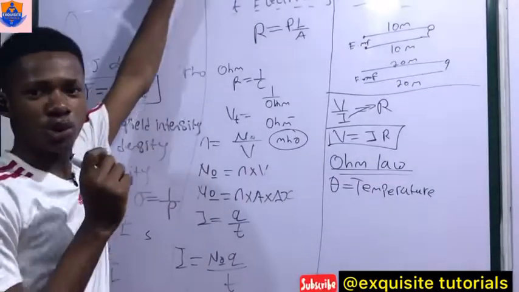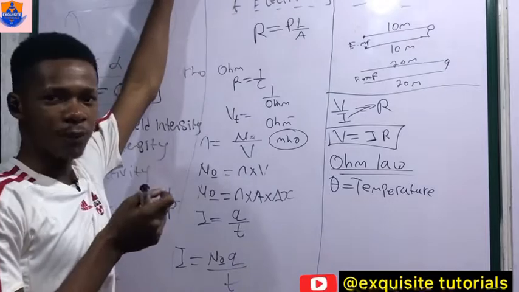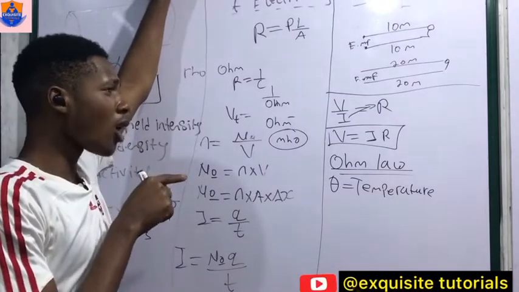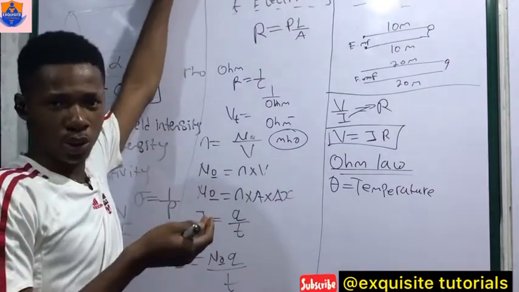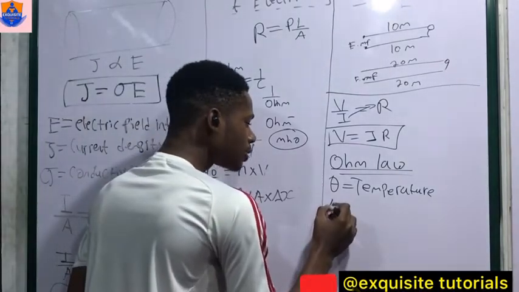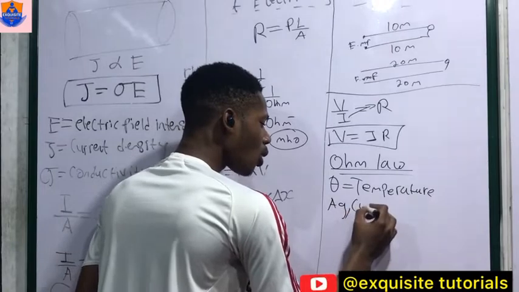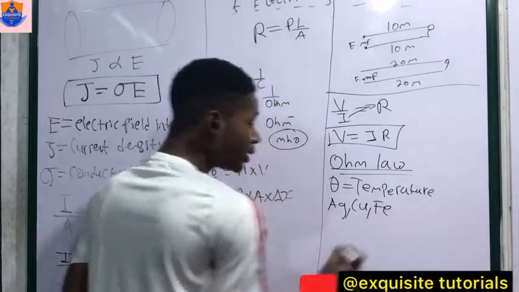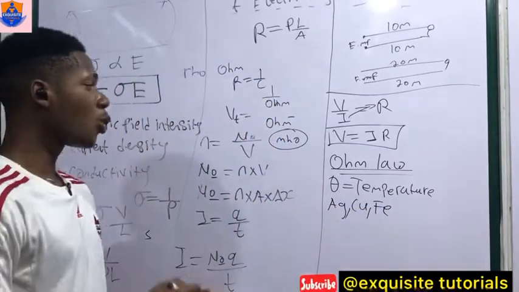And mind you, not all materials obey this law. Certain materials that obey this law are what we call conductors or ohmic conductors. Examples include silver, copper, iron. These are some popular metals that obey this law.